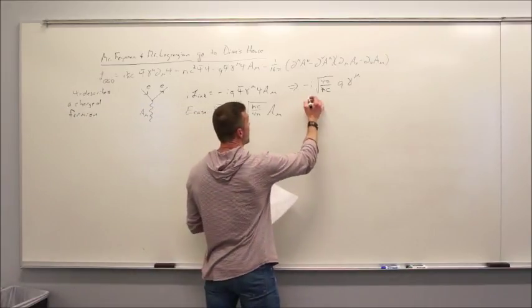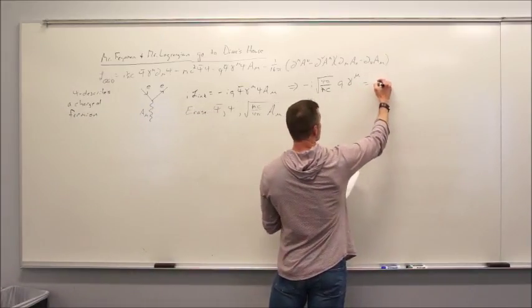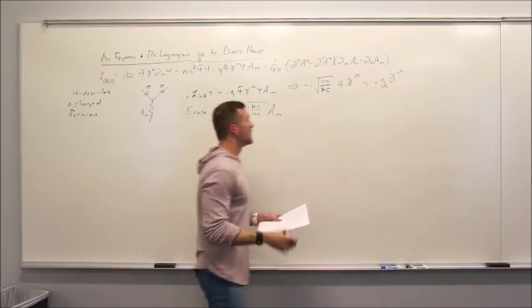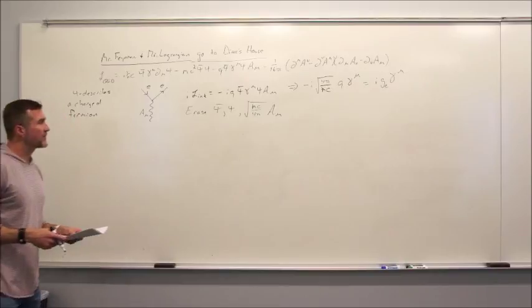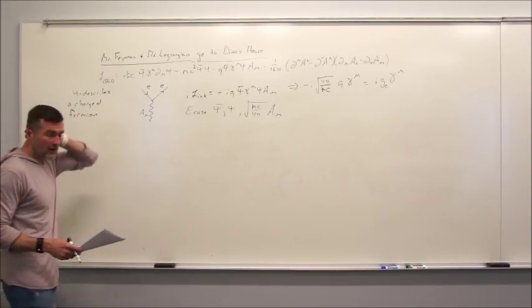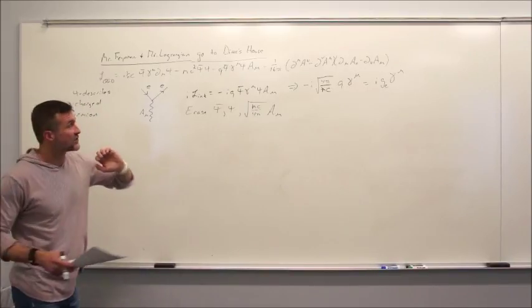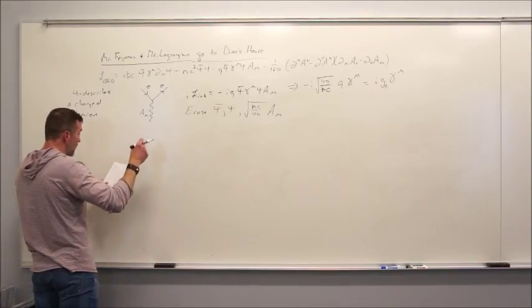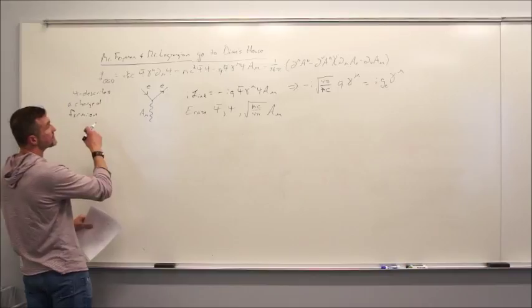Oftentimes, we will lump all of this stuff together and just call this i times the electric coupling times gamma mu. So sometimes if we don't want to mess around with the square root 4 pi over h bar c, we'll just write things in terms of g_e. Okay, so now we want propagators.